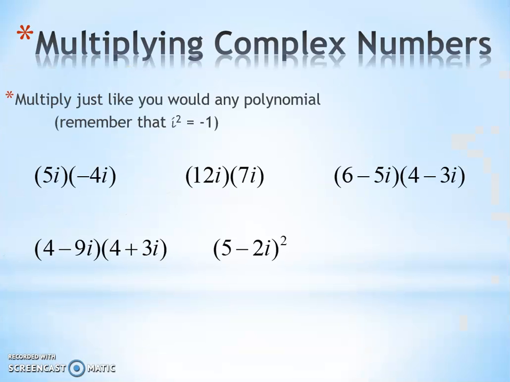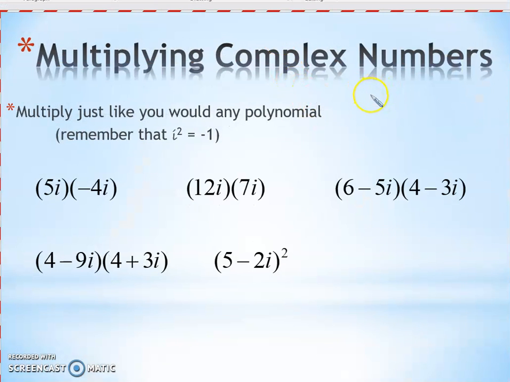Alright, and then multiplying. If you remember, when we multiplied two terms, we multiplied the number portions, so the coefficients we multiply, and then we multiply the variables. And when you multiply like bases, you add the exponents. So x times x would give us x squared. That is the same way with the i. But I want you to remember what we said at the beginning. i is the square root of negative 1. Therefore, i squared would equal negative 1.